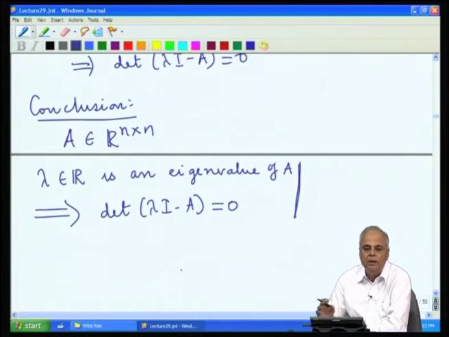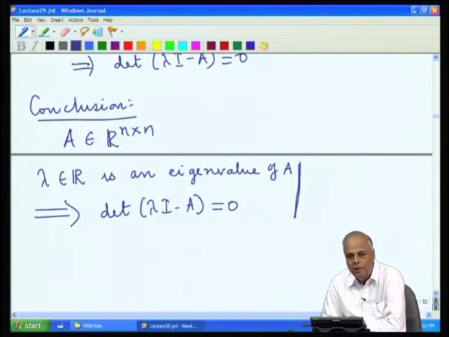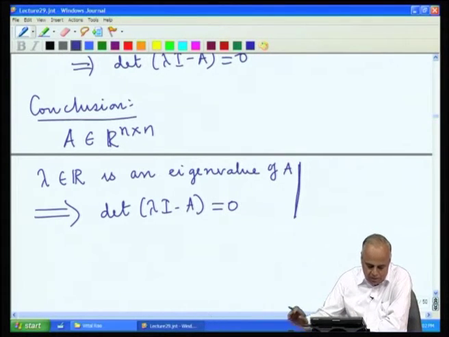So, we know some property of an eigenvalue of A. If something has to be an eigenvalue of A, at minimum it should be such that the determinant of lambda I minus A is 0.